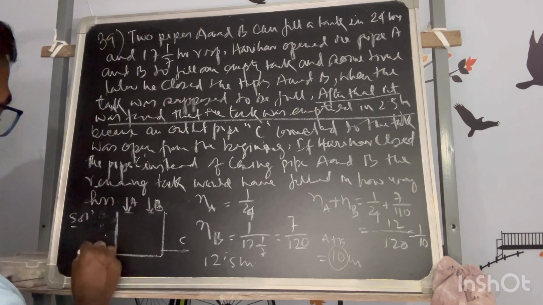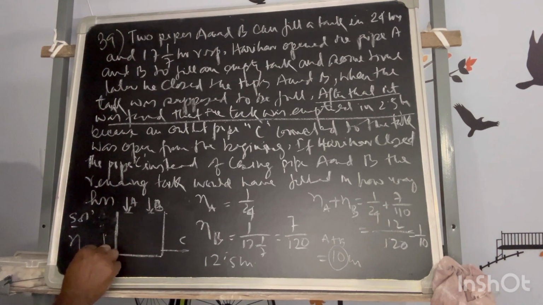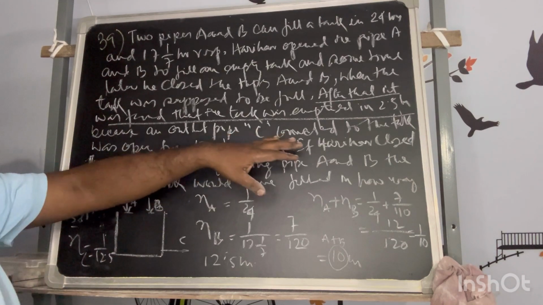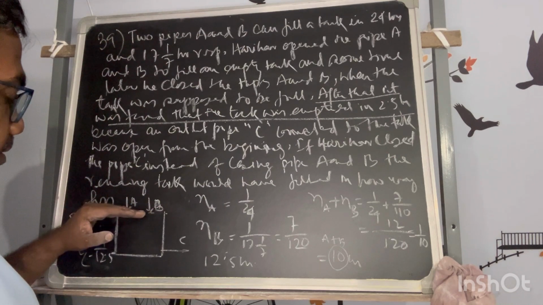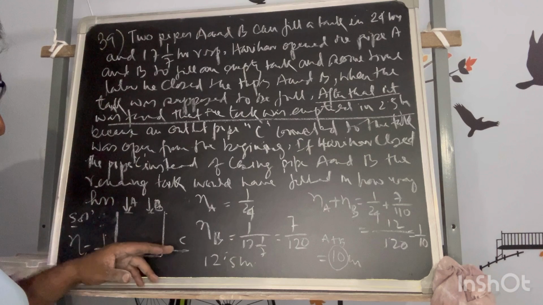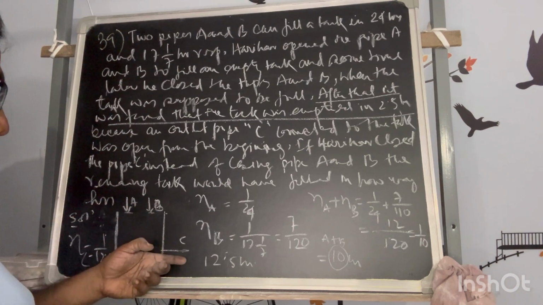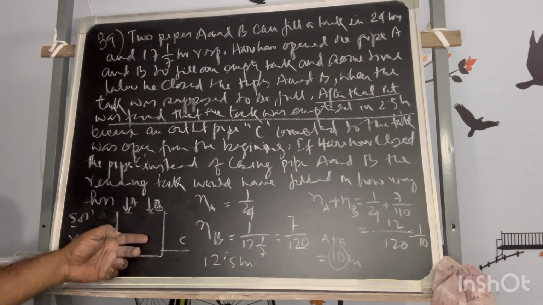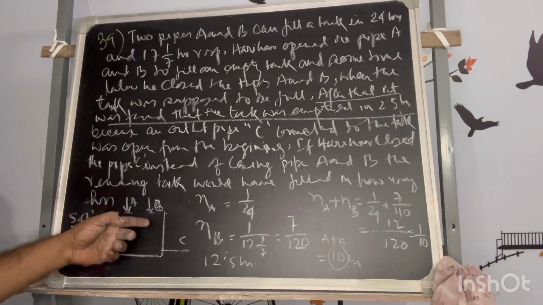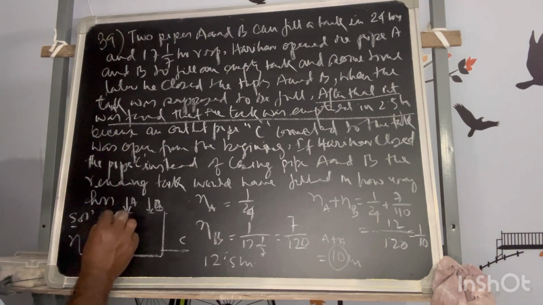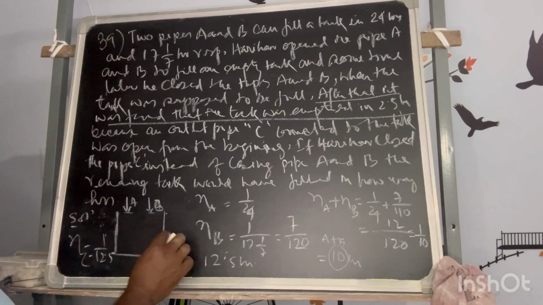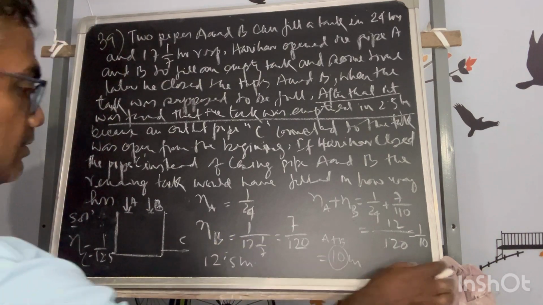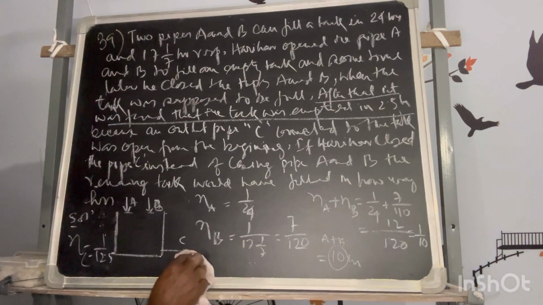So the efficiency of C is how much? 1 upon 12.5. Understood? Now what they are saying is, instead of closing A and B, if A and B are not closed and instead C is closed after 10 hours, what is the time it will take A and B to fill the remaining gap? So by that time, how much has C emptied with this efficiency in 10 hours?